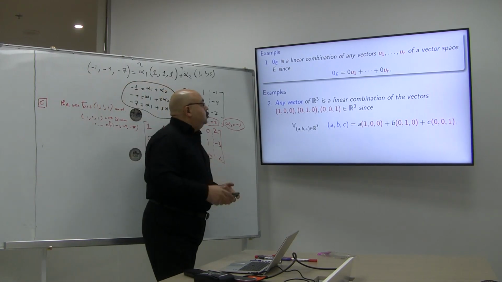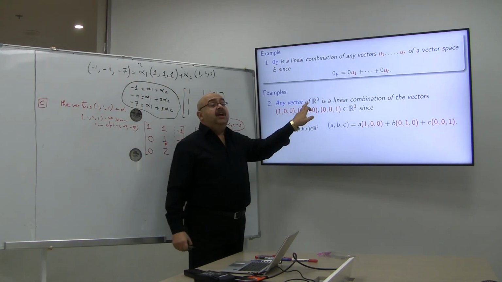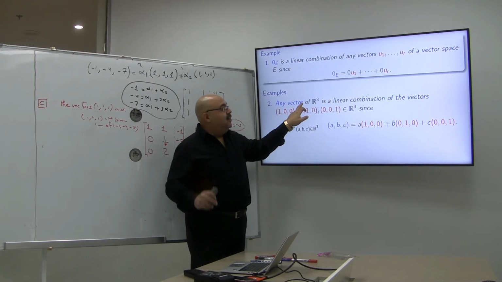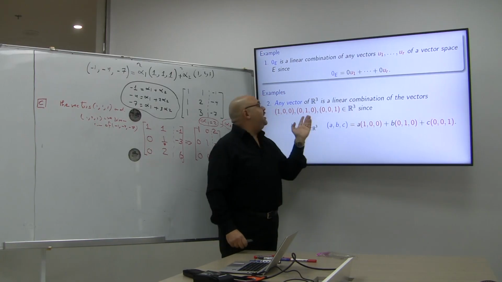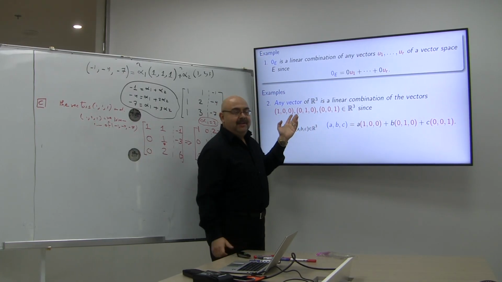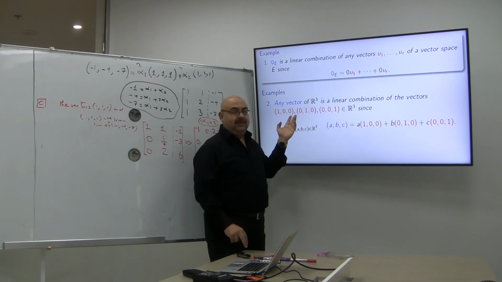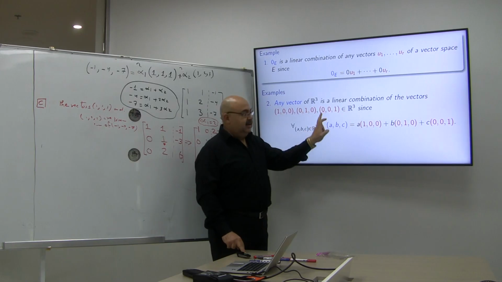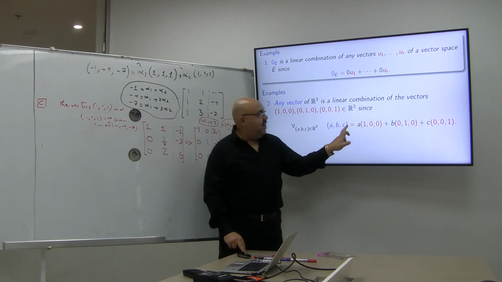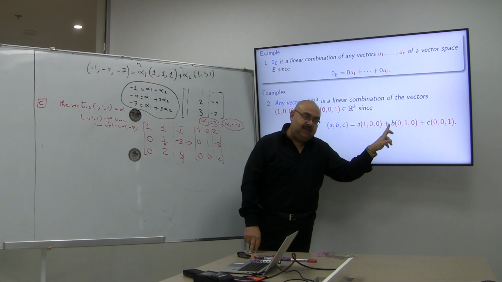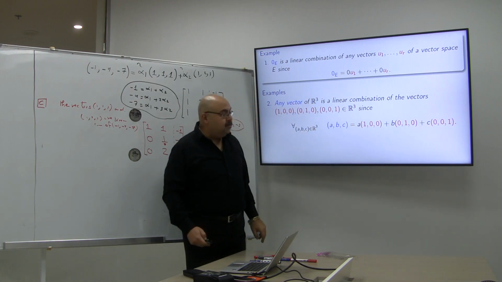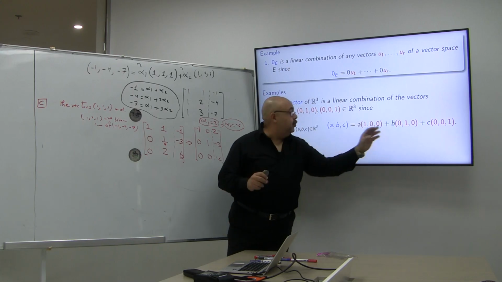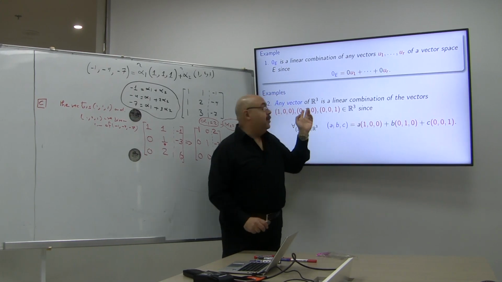Okay, look at this one also. Any vector of R3 is a linear combination of the canonical form. This is called the canonical form, the basis. We will get to it down the road. It consists of 1, 0, 0; 0, 1, 0; 0, 0, 1. Any vector, a, b, c, can simply be a times 1, 0, 0, plus b times 0, 1, 0, plus c times 0, 0, 1. So this vector is a linear combination of the canonical form.